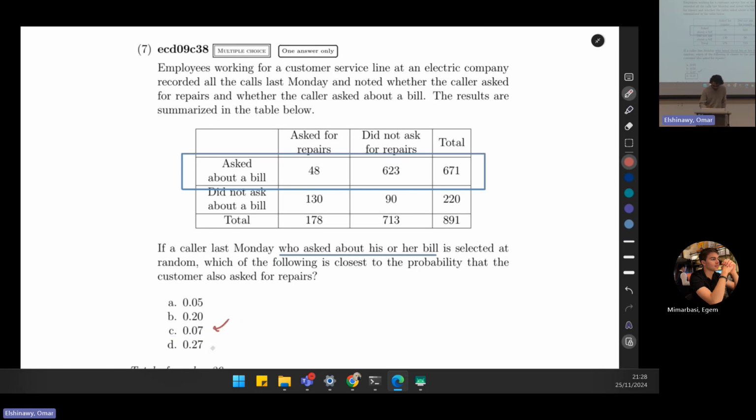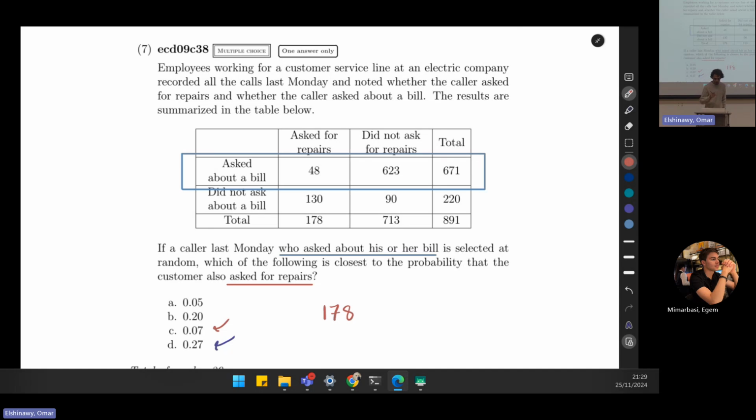Okay. I don't box it because it's the correct answer. I just box it. You have suggestions. Okay, let's go on. I made a mistake. Well, let's see if you made a mistake. So we're looking at which type of people in terms of probability. The people who also asked for repairs. So how many people asked for repairs? 178. 78. But here's the thing.